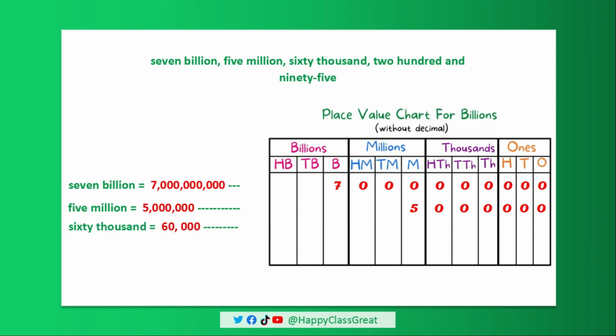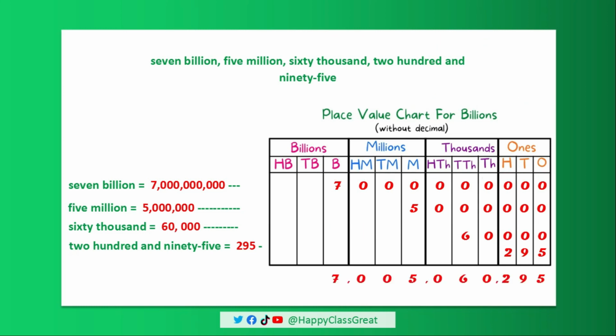60,000, which is 60 with 3 zeros, and you can see the way it is placed in the place value chart like so. And the last one is the 295, which you can see, and that is how to place it in the place value chart. Together, if you list it down and you write it under the place value chart here, this is what you are going to get.